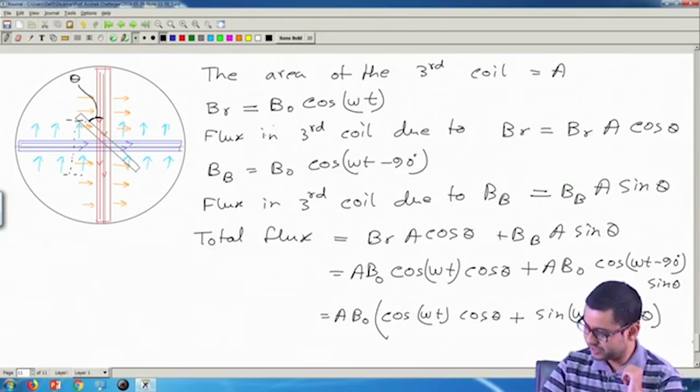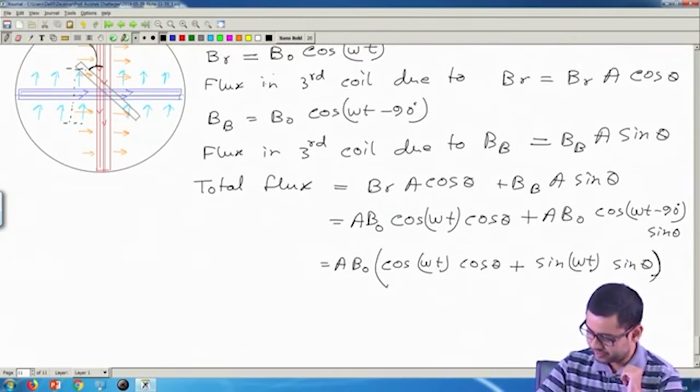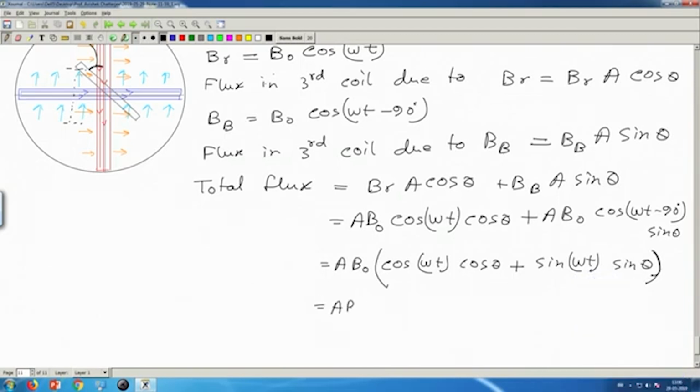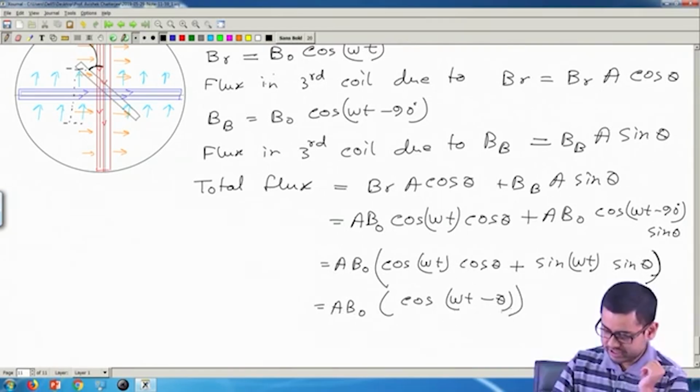Please check my calculation. If I am making any mistake, please tell me. Okay, so then we can write this as A B0 times, now cos A cos B plus sin A sin B, so this is cos(omega t minus theta). So this is how the flux at any instant, this is the flux linkage at any instant in this coil.